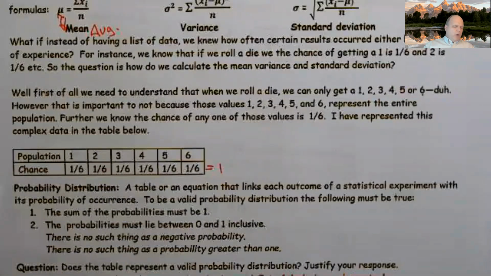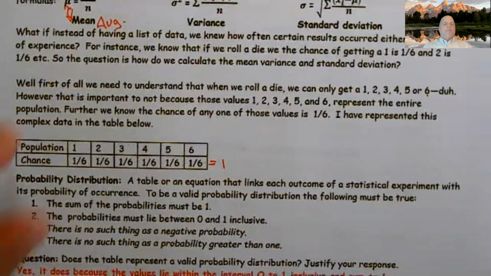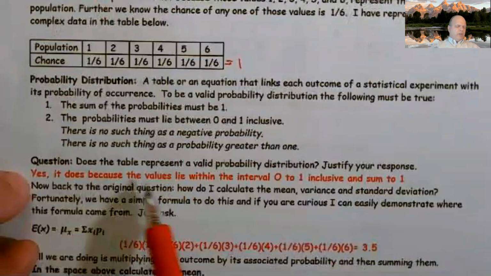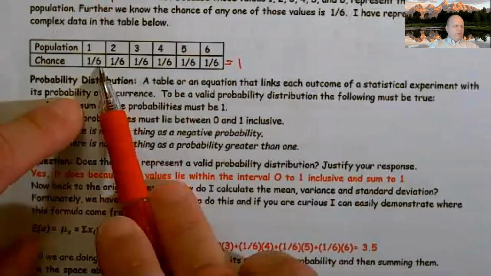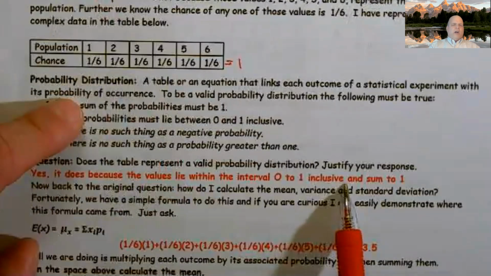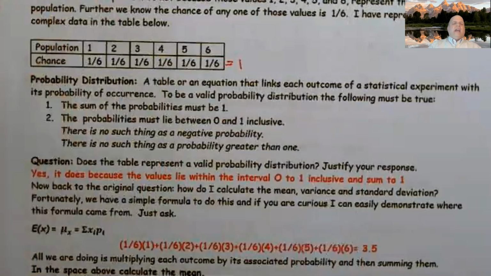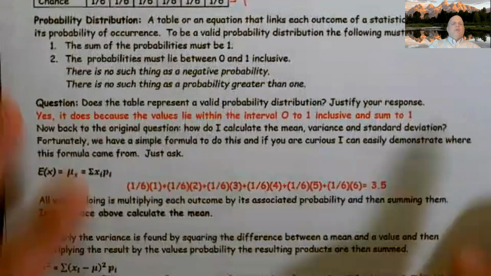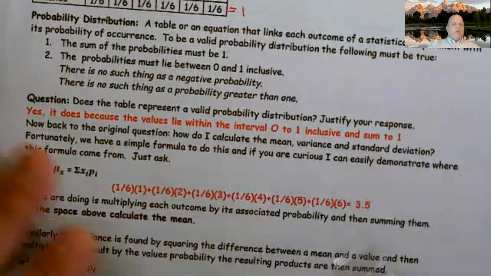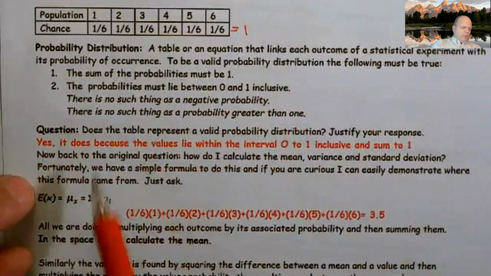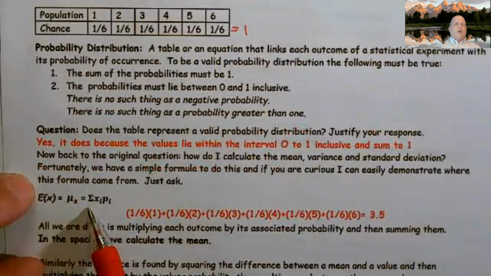All right? So the question is, does this represent a valid probability distribution? Does that table? And the answer is yes, because all the values lie between 0 and 1, and they all sum to 1. However, I have to show my work. So every time you do this on a test or a quiz, you're going to need to show your work, and this is the way you do so. This is the formula, and it will be on a formula chart, so you will always have this.